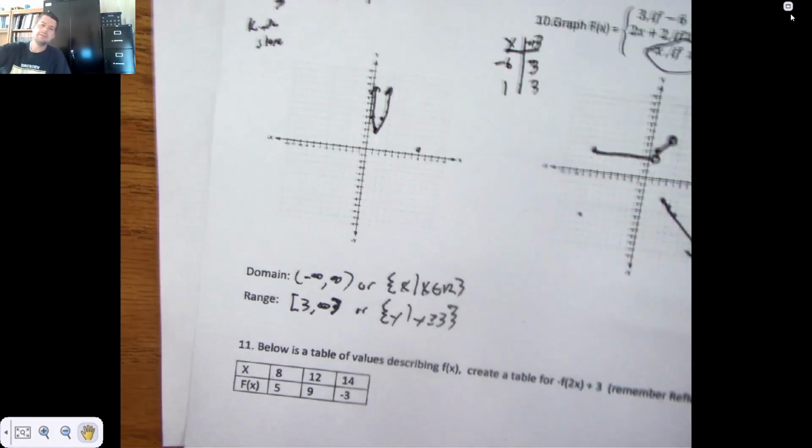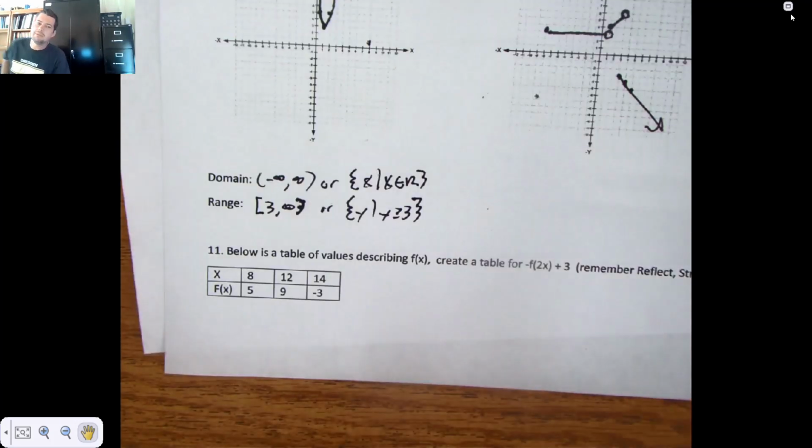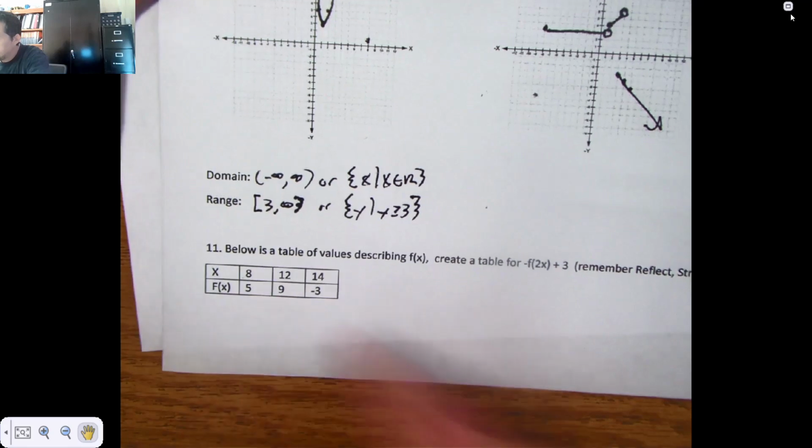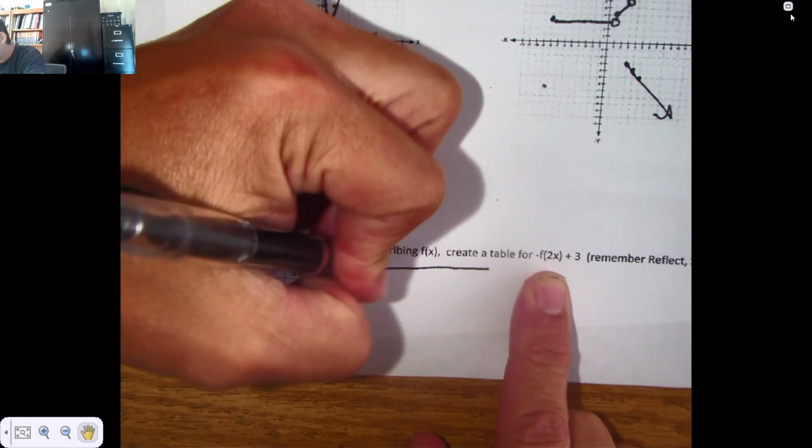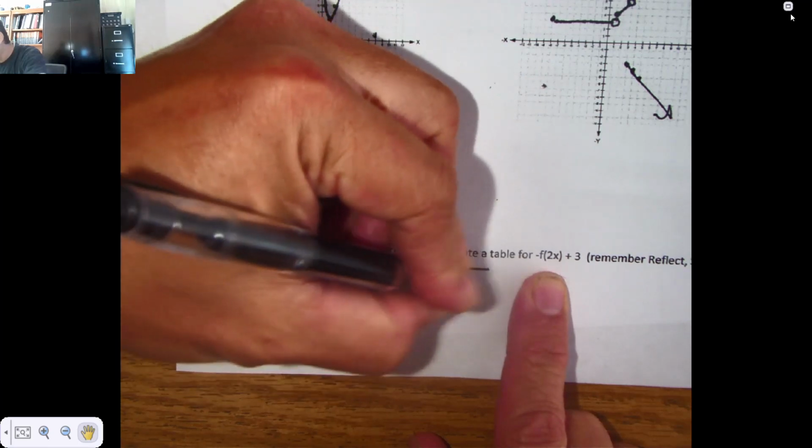Here's 11. 11 will actually be a bonus. Below is a table of values describing f of x. Create a table for negative f of 2x plus 3. You're supposed to reflect, stretch, and shift. So I'm going to do this first. Just a 3-part process.